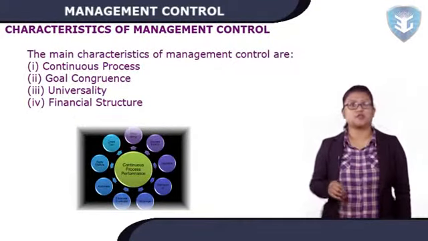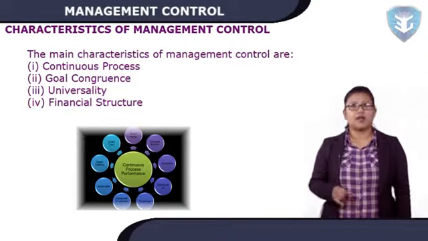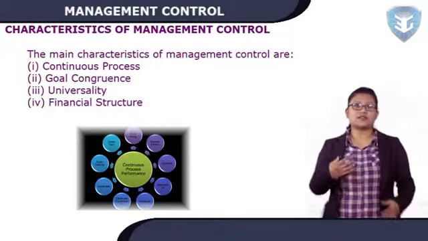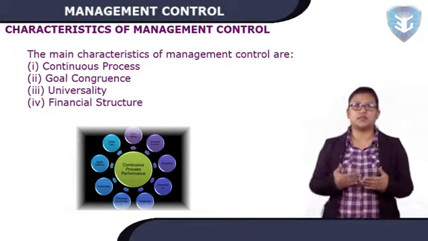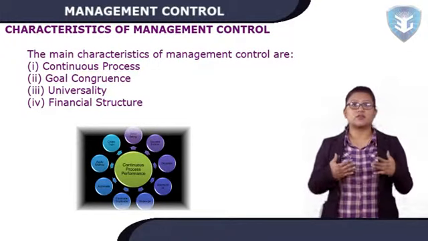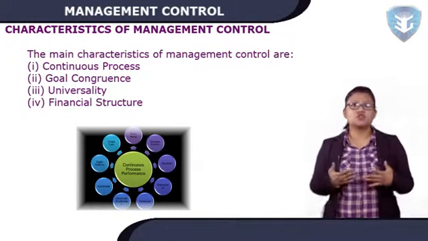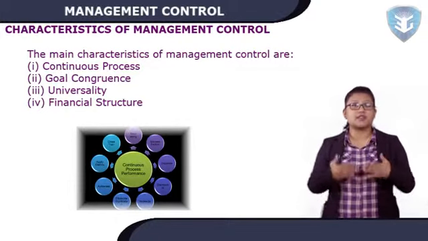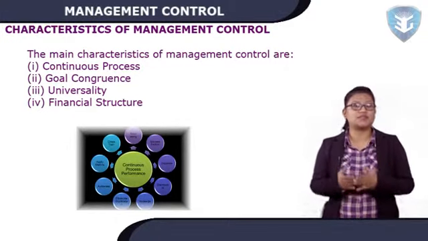Characteristics of management control. The main characteristics of management control are: Continuous process. Management control is an ongoing process. It is dynamic, not static. Just as the navigator continually takes readings to ascertain where he is relative to a planned course, so should the business manager continually take readings to assure himself that his enterprise or department is on course.